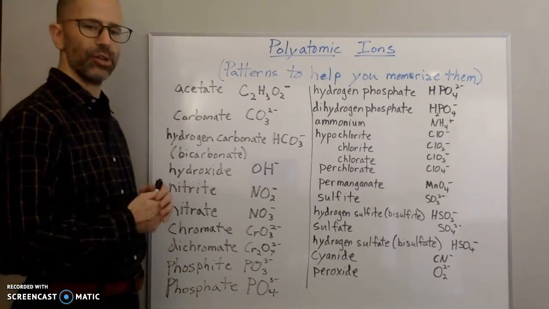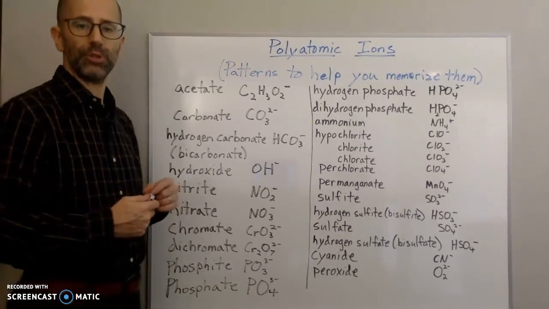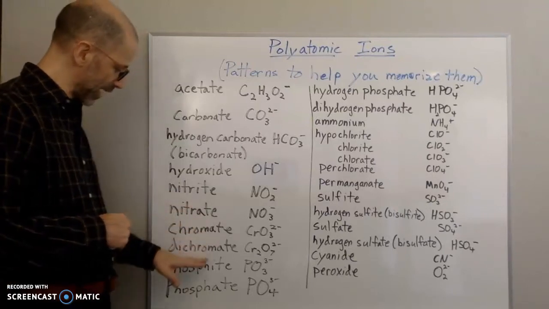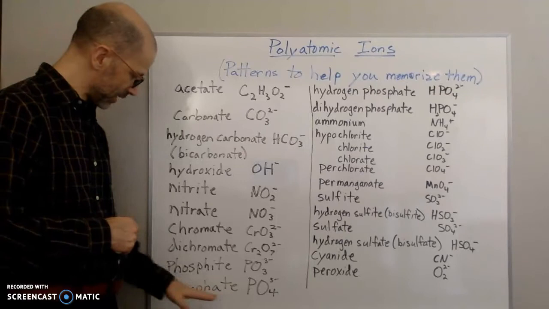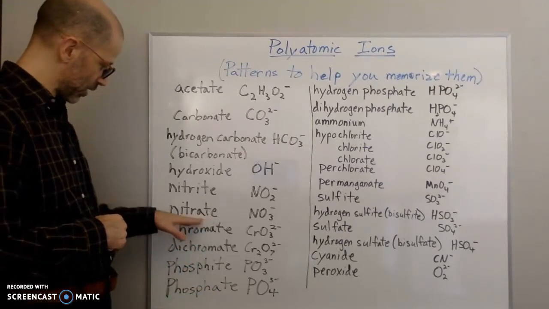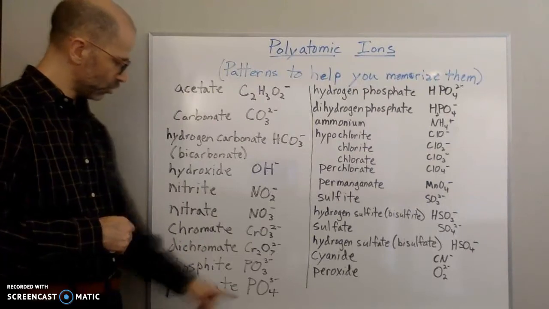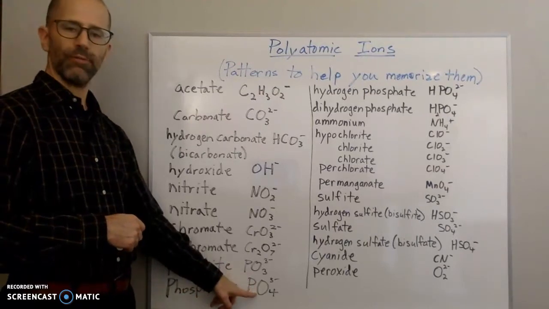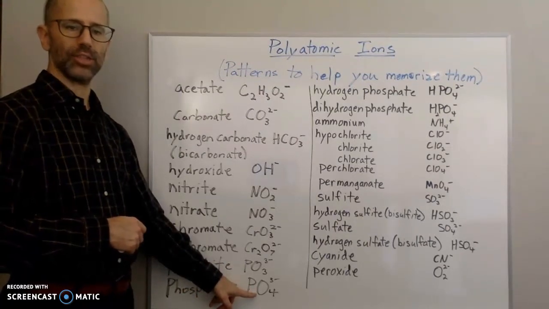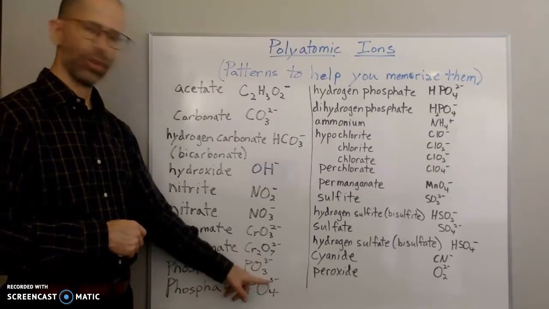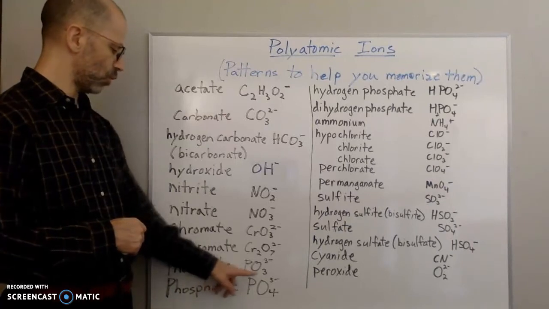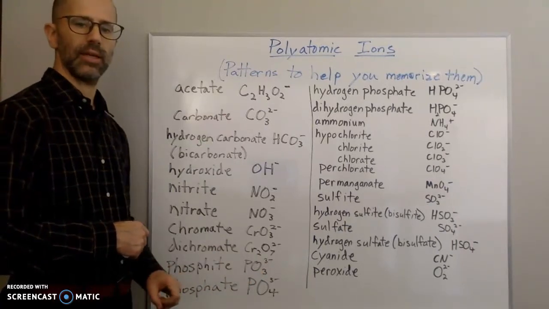So what pattern do you notice? Well, you'll notice that anything that ends in ATE, so nitrate and phosphate, if we're comparing the two formulas between phosphate and phosphite, the formula that has more oxygens has the ATE ending. So PO4 3 minus has one more oxygen than the phosphite, PO3 3 minus.